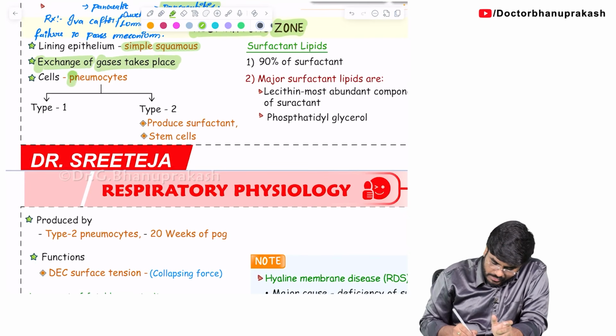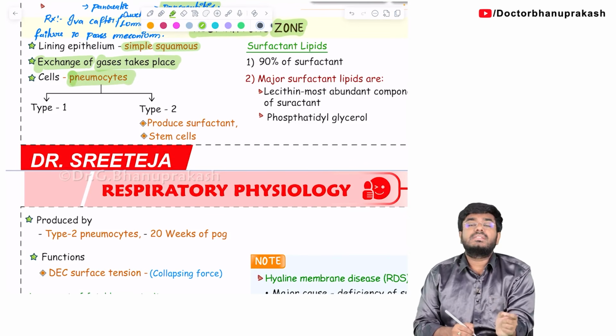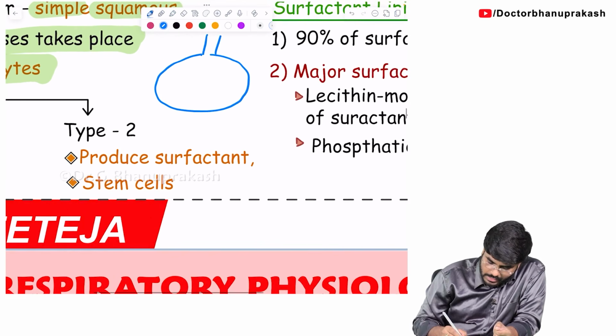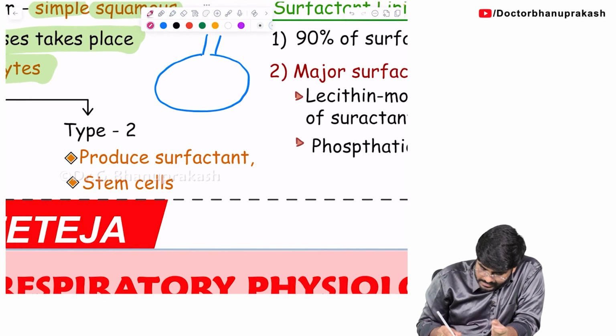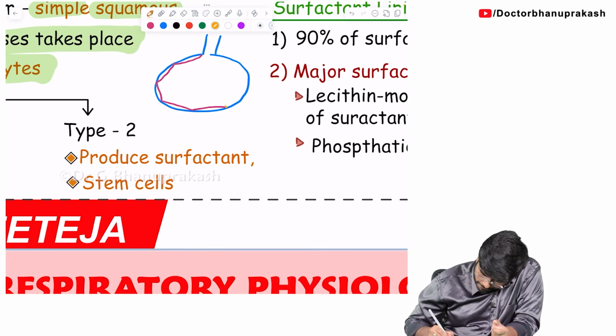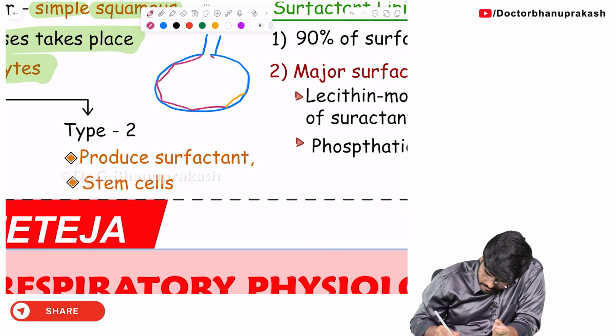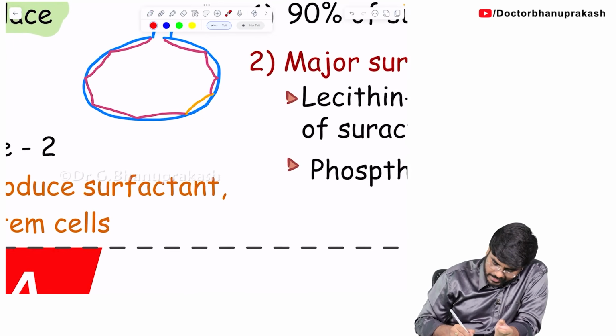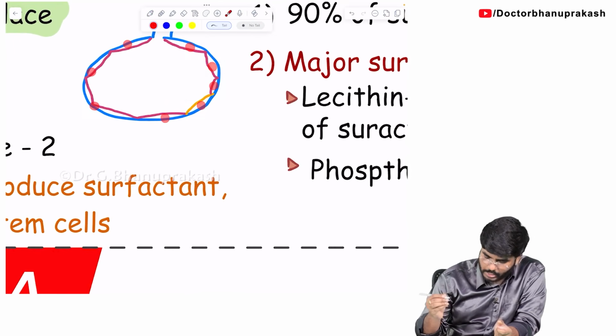Now these lining cells, they are called as what? Pneumocytes. These lining epithelial cells are called pneumocytes. Try to understand. See, here I am showing you an alveolus, one alveolus, which is a part of the respiratory zone. Now this alveolus is lined by this simple squamous epithelium. Look here. So these are all the simple squamous epithelial cells. Now these epithelial cells which I am showing, they are called as what? Pneumocytes. They are all called pneumocytes.